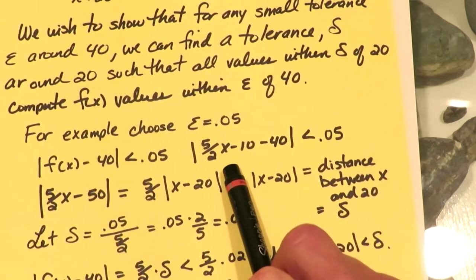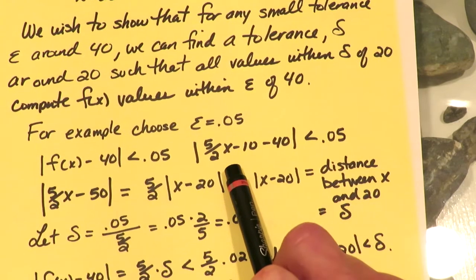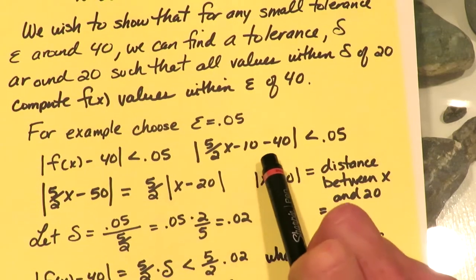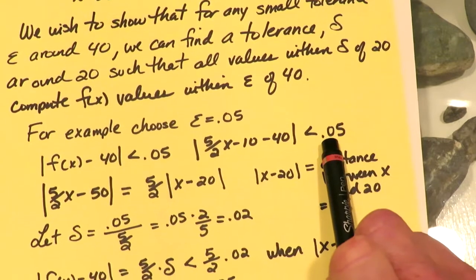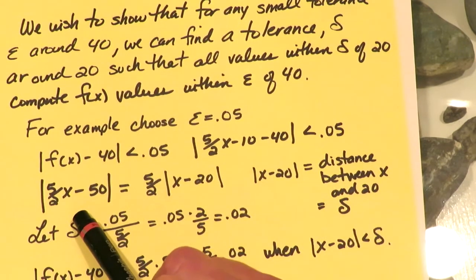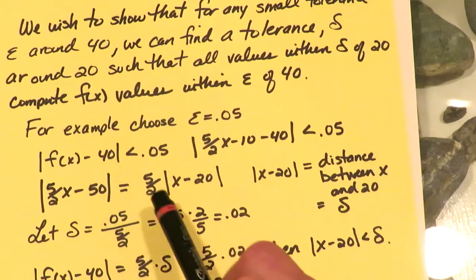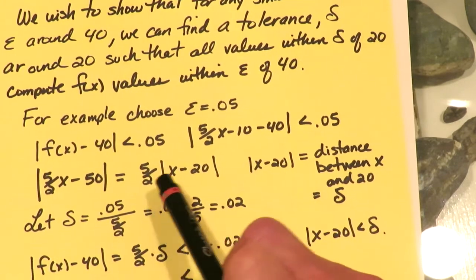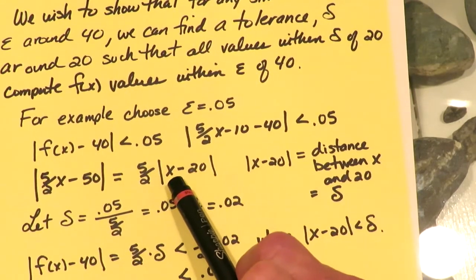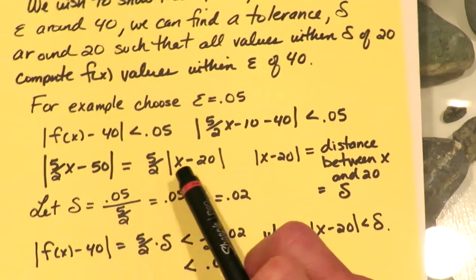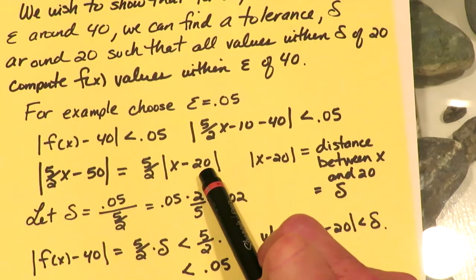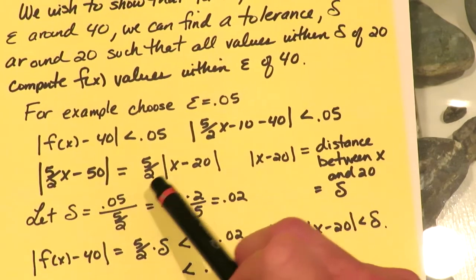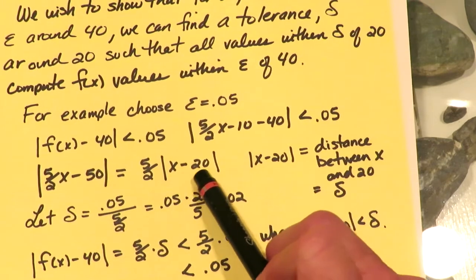Well, my function was 5/2 x minus 10. So replace f of x with 5/2 x minus 10, and then I'm subtracting 40. That's what we want to stay less than 0.05. Negative 10 minus 40 is negative 50. If I factor out the 5/2, I get the absolute value of x minus 20 as the other factor. Notice 5/2 times 20 will be 5 times 10 or 50. So when I factor out the 5/2, I'm left with the absolute value of x minus 20.